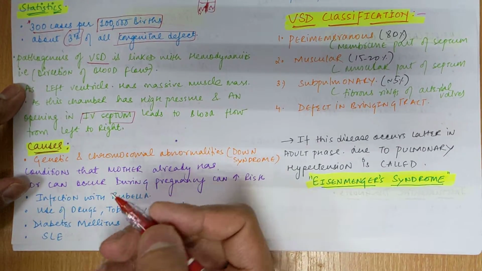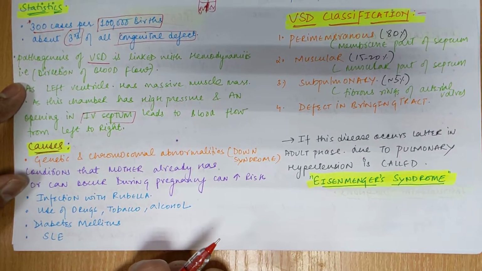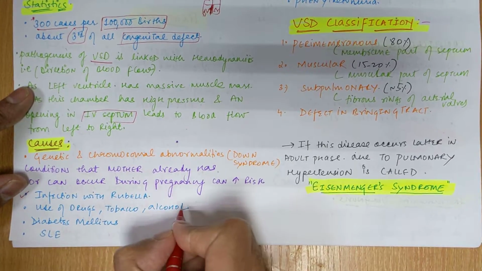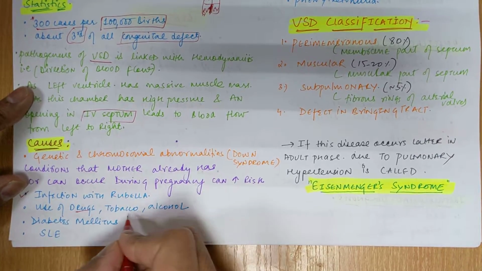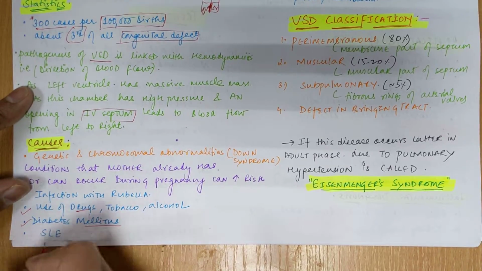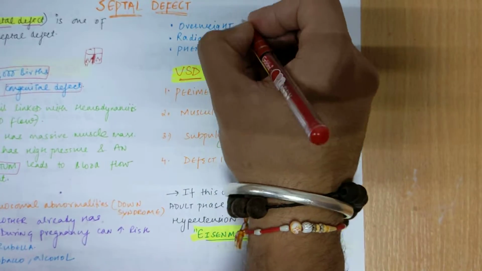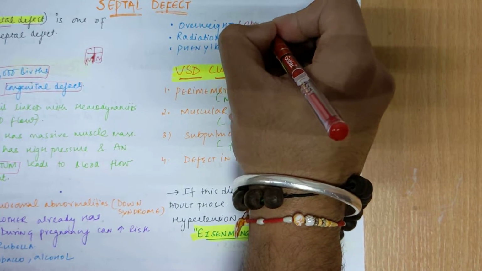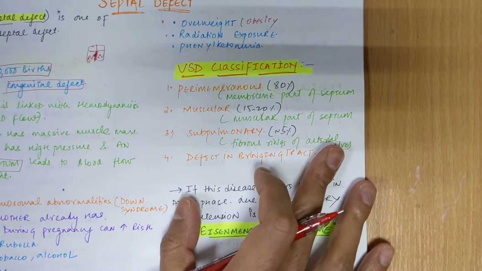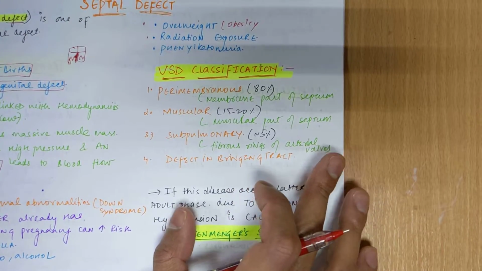Now it can also develop during the gestation period, while the mother is carrying the baby. In that case, if the mother is suffering from any infection like rubella, or is using drugs, tobacco and alcohol, or has diabetes, or is suffering from SLE, systemic lupus erythematosus, or overweight, obesity, radiation exposure, and phenylketonuria, these can be causes which occur during the pregnancy of the mother.